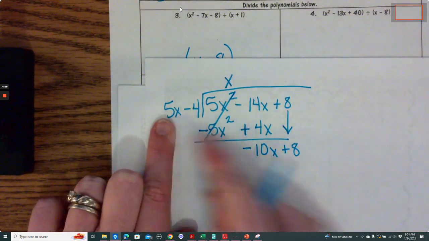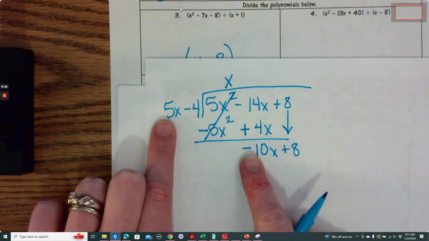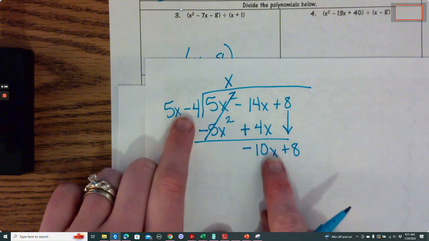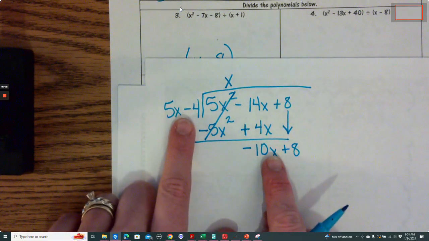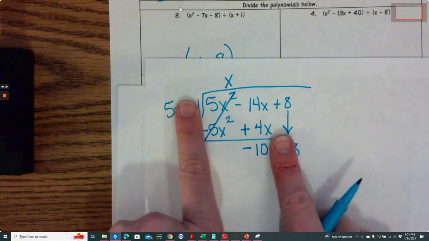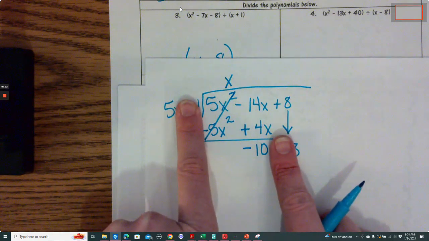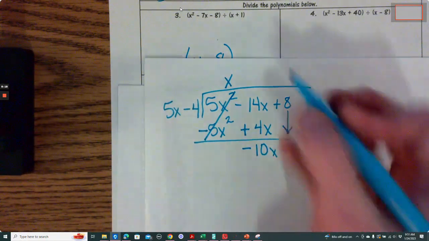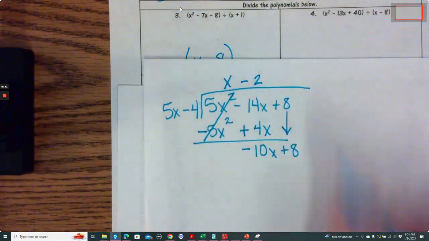5x times what gives me negative 10x? Negative 2, because look, the x's haven't changed, so we know there's not going to be an x in there. All that's changing is the coefficient, so you can just look at those. 5 times what gives you negative 10, or negative 10 divided by 5, which you can do in your calculator. But negative 2 is right.